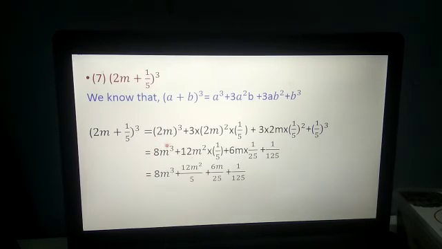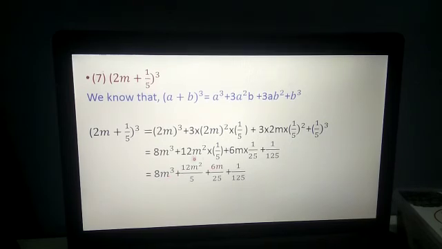So what is 2 cube? 8, and m cube is m cube, plus here (2m) whole square, that means 4m². That 4 is multiplied with 3 to get 12. So 12m² multiplied by 1/5 will be as it is, plus 3 2s are what? 6. 6 into m is 6m multiplied by (1/5)² means what? 1/25, plus (1/5)³. 1 cube is 1 and 5 cube is what? 125. So what will be your answer now?